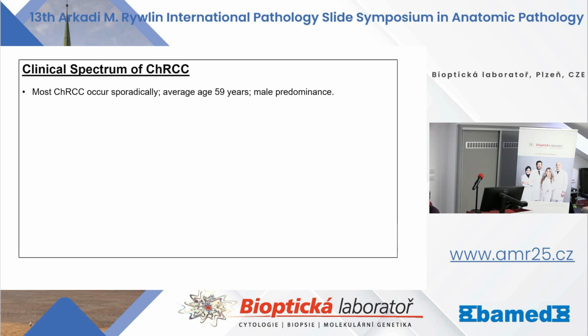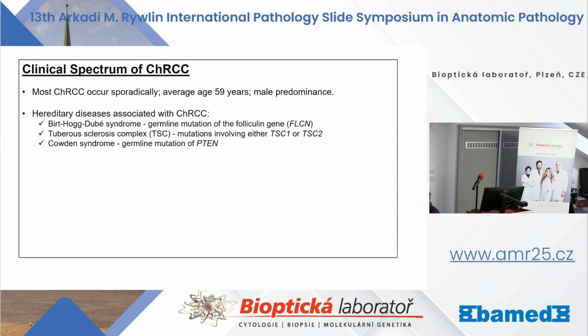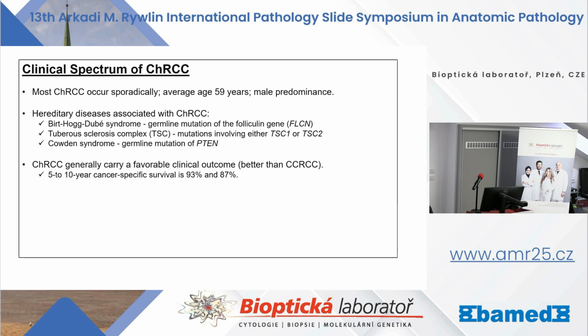Most chromophobe renal cell carcinoma occurs sporadically. Usually there is male predominance and the patients are typically older. However, a small part of chromophobe renal cell carcinoma may be associated with hereditary conditions. You can find chromophobe renal cell carcinoma in a relatively wide spectrum of hereditary conditions such as Birt-Hogg-Dubé syndrome, tuberous sclerosis complex, or Cowden syndrome.